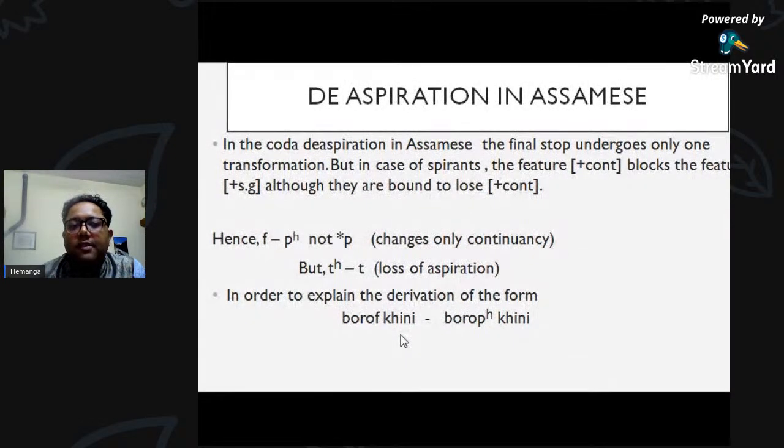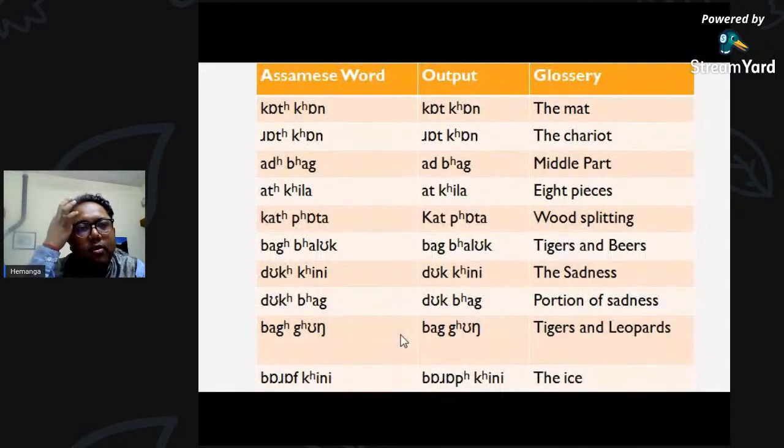But if an Assamese word ends with fa, it becomes pa, not pa, but tha turns into ta. So in order to explain the derivation of the form bor of kini, I'll explain what is happening. Let's see the examples of the aspiration data in Assamese.